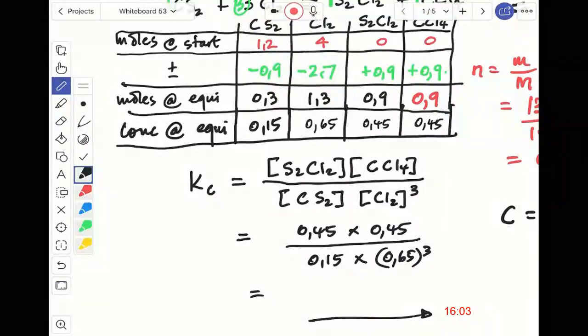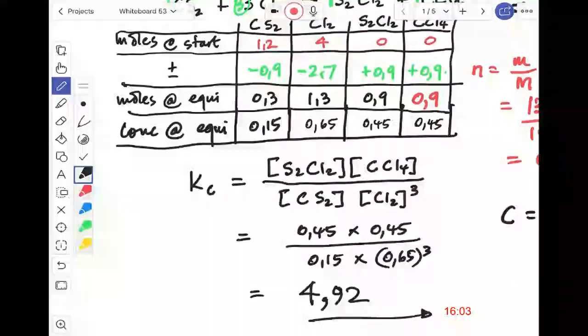Right, so that gives us 0.45 times 0.45 divided by 0.15 times 0.65 cubed equals 4,92. That's a pretty decent Kc value for that particular chemical engineer as well. It is a value greater than 1, which means the concentration of products is much greater than the concentration of reactants.